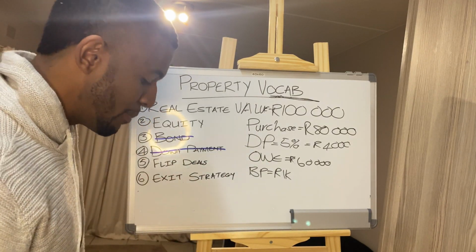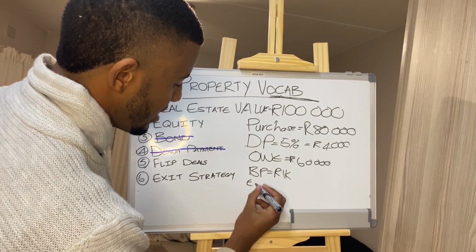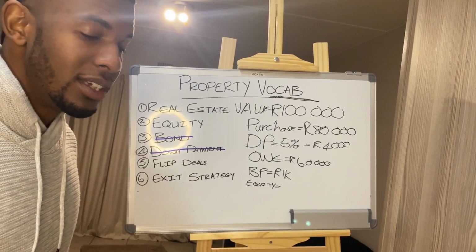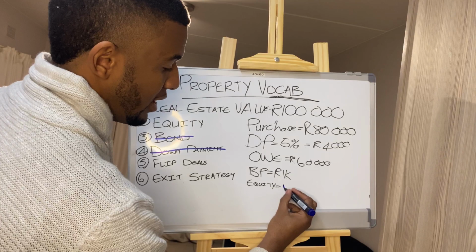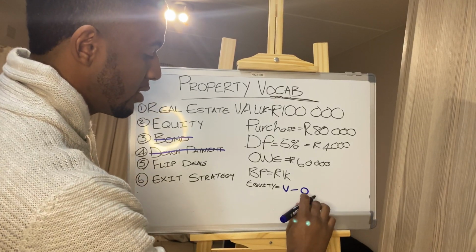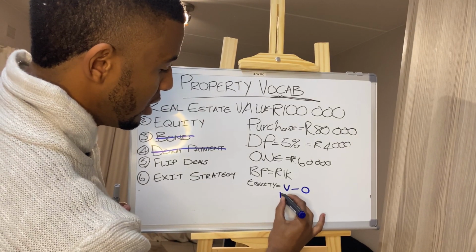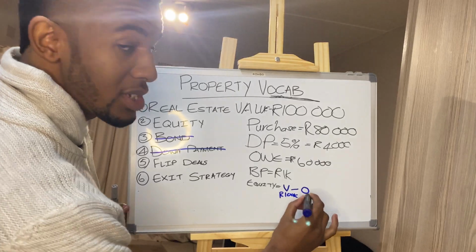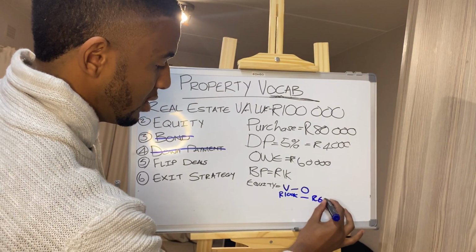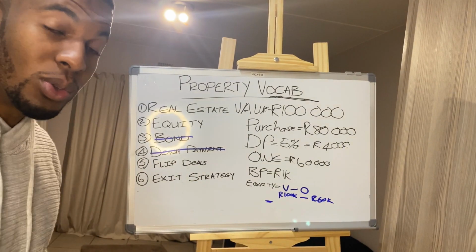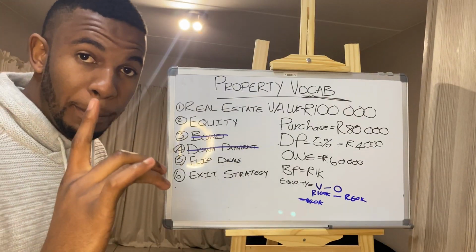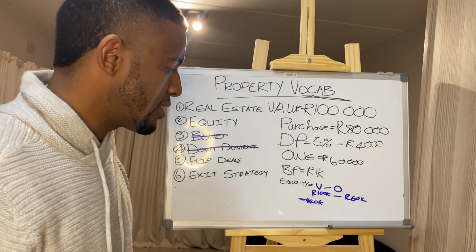Your equity on this property becomes, I'm going to show you guys a quick calculation on equity. Now your equity on this property becomes the value of the property minus the amount you owe on the property, which in this case will be the value of the property was 100K, which is 100,000, minus the amount you owe, which is 60K. So that gives you a total equity of 40,000 Rand. But guess what happens? So your equity is 40,000 Rand on this property, right?